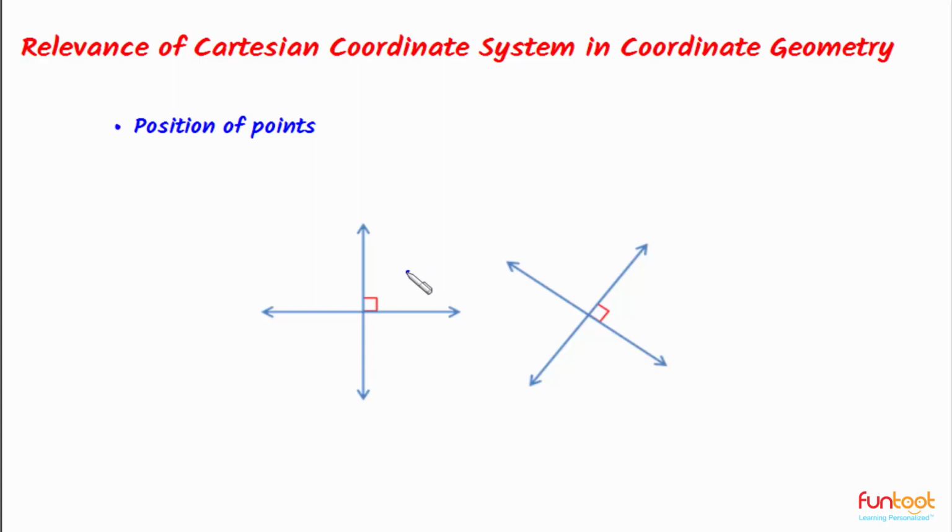So if we have a point here, we can specify its position based on the distance from these axes. So this is the distance from the horizontal axis and this is the distance from the vertical axis. These two distances are enough to represent the position of any object or point in a plane.